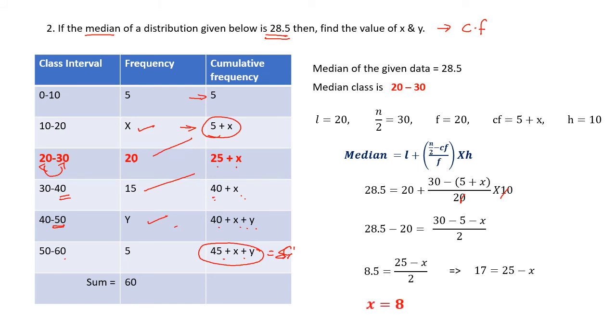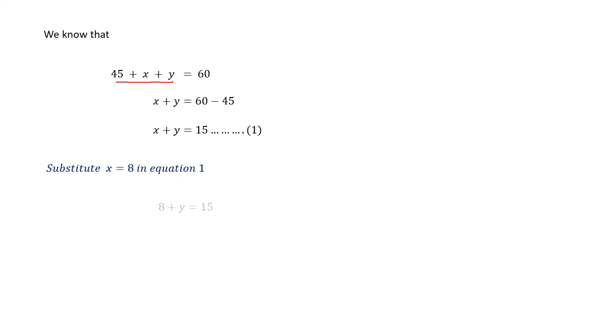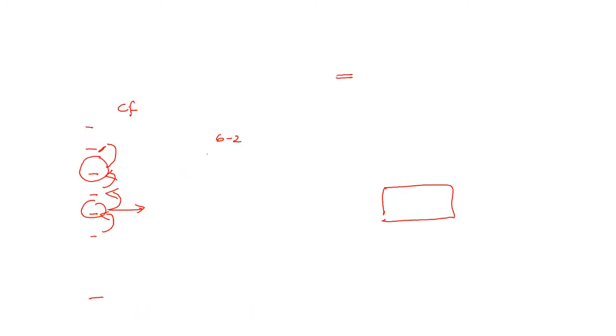Once we get the value of x, we can find the value of y, because we know that 25 plus x plus y, that is summation fi, which is nothing but the total frequency, is given as 60. We already got the value of x, therefore x plus y is 60 minus 45. That is 15, and we got the value of x is 8, so we can substitute and get the value of the unknown, that is y equal to 15 minus 8, that is y equal to 7. So here we understood how to find the unknown frequency when the median is given.